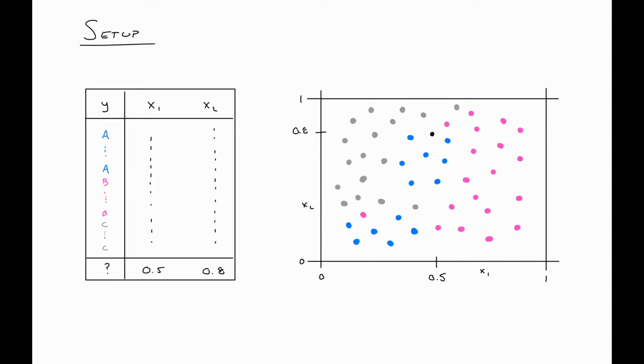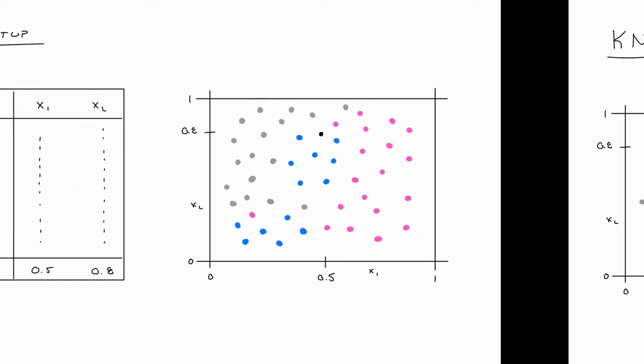Okay, and so what we said last time is the type of questions we want to answer or ask are, what's the probability that y is pink here versus blue here versus gray here? What about here? What about here? What about this exact point here that's labeled in black? That's the one we're going to talk about in depth in the next slide, but that's the general idea.